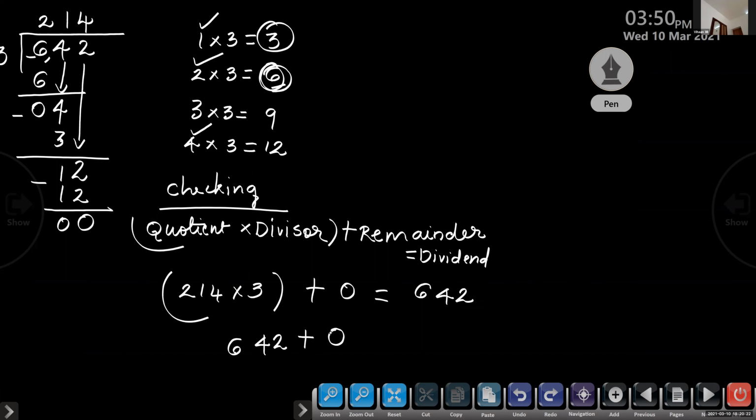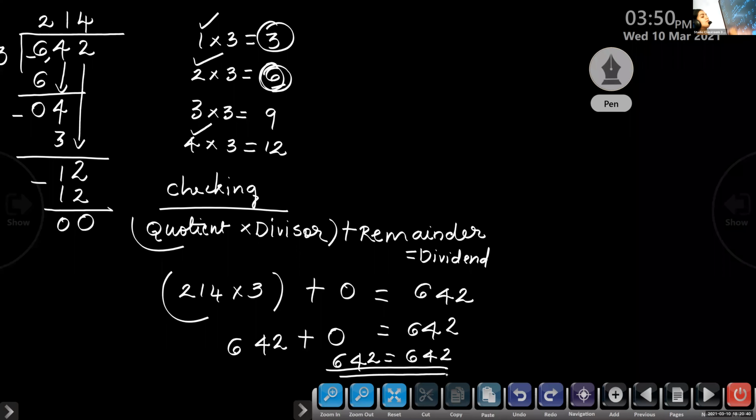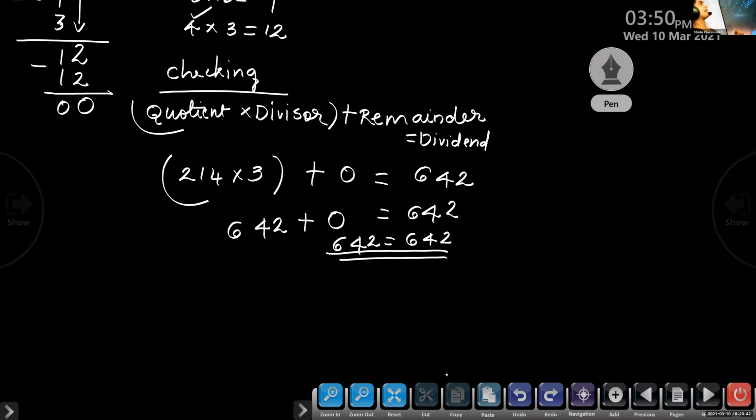642 plus 0. This right side you can just bring down. 642 plus 0, what will you get? 642 itself. You can just bring down this right side. See, we got the same numbers on both sides, the right side and left side. So our division is correct. This is the way you have to do the checking. And I will send the same answer in the group that you can take as an example.